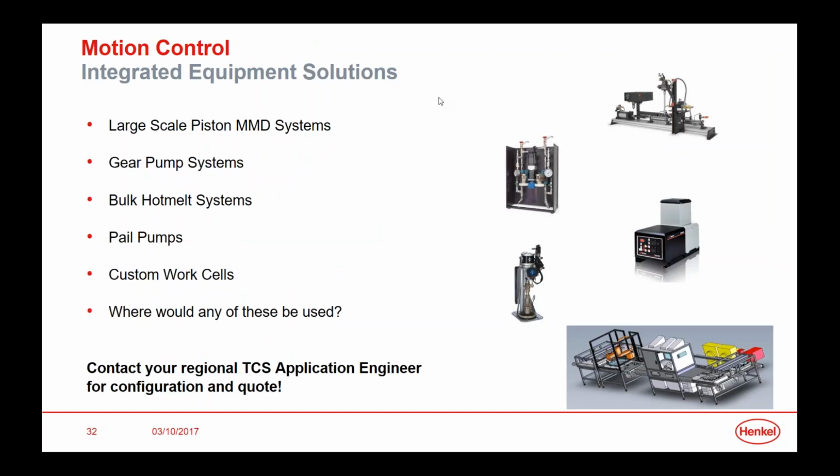So again, just to touch on it, that was kind of an overview of our robot solutions. At Henkel, we offer a lot of integrated equipment solutions. So these are operated through our technical team or our TCS group, and they would look at a lot of the equipment that we have as a standard product line that we work through and how to adapt that and make it work for your process.